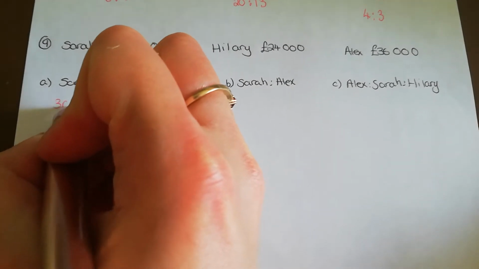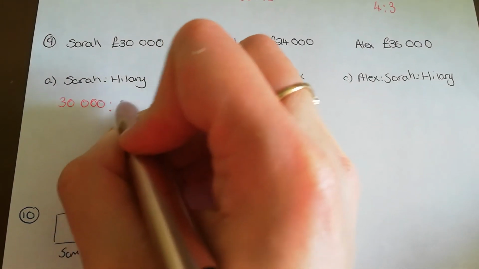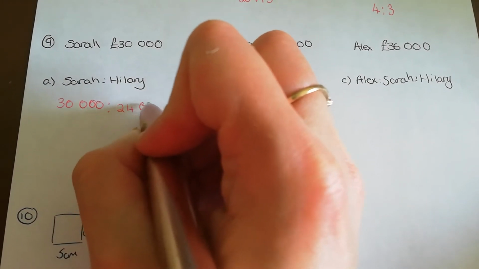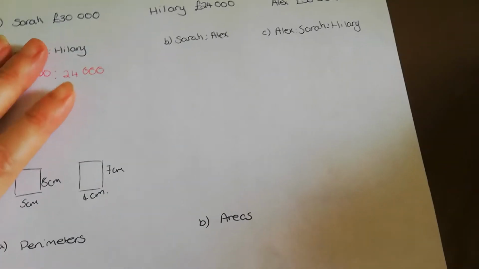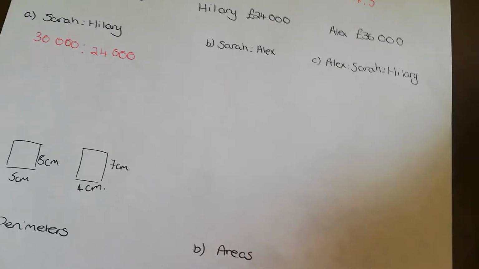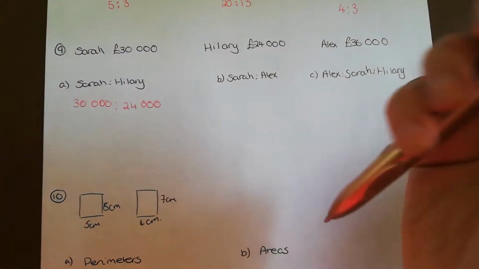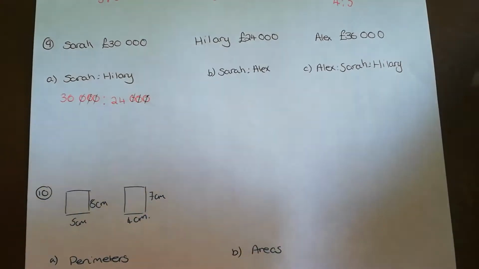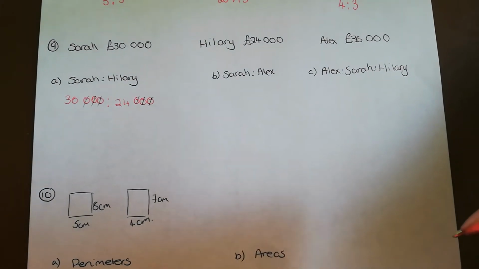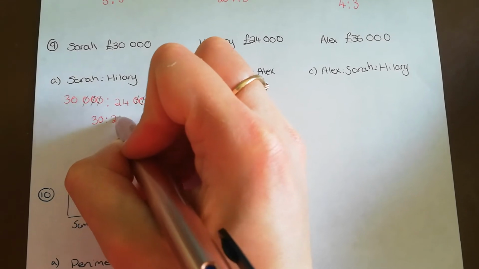So Sarah's wage is £30,000 per annum, so £30,000 per year. So we write down our 30,000. And Hilary's is 24,000, so we write that down as well. So I've got 30,000 to 24,000. Now, from there, we're going to do the same thing again. We need to simplify it. And again, we can look at dividing both sides by 1,000, effectively getting rid of 3 zeros on each side if we divide both sides by 1,000. So that leaves me with 30 to 24 as my ratio.